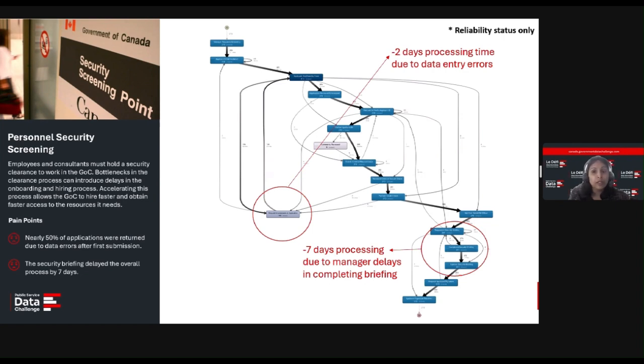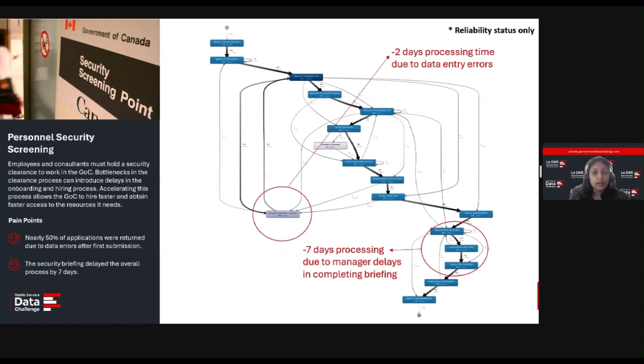Another notable discovery was that nearly 45% of security screening applications required amendments after initial submission. By referring to the system's database, we were able to identify the key issues with data validation. Additionally, a bottleneck was identified towards the end of the clearance process, where managers were obligated to schedule security briefing calls with prospective employees, resulting in a 7-day delay.